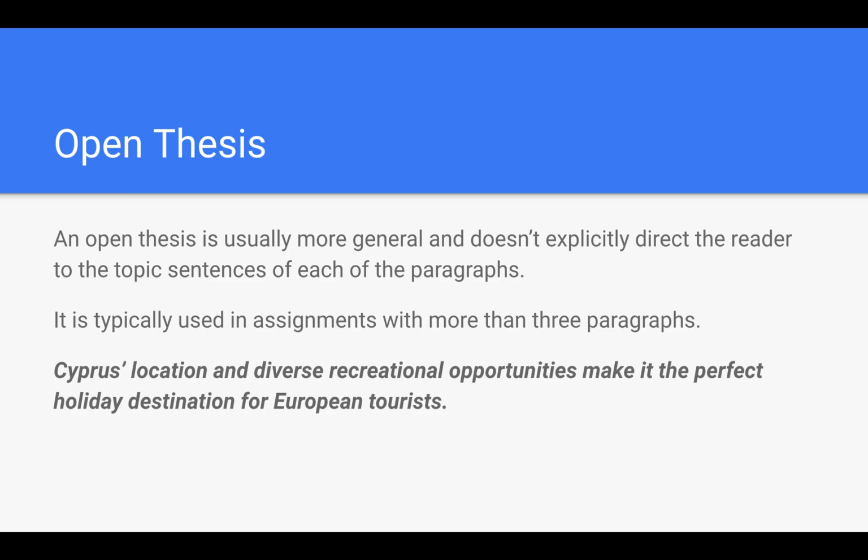Okay, so here's an open thesis that would work for your 5-paragraph theme. Cyprus' location and diverse recreational opportunities make it the perfect holiday destination for European tourists. Bam. Open thesis. You haven't said exactly what's going to be in each of your paragraphs, but as a reader, I can guess you're going to talk about diverse recreational opportunities. And maybe perhaps you'll talk about beaches, mountains, and historical sites.